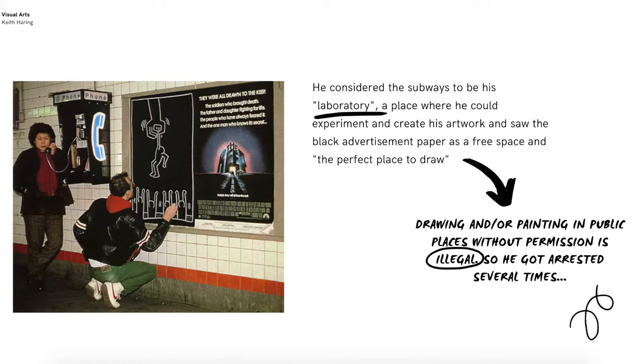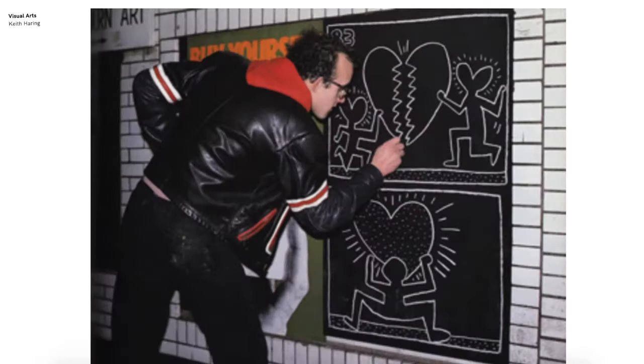Remember that graffiti, that is drawing and or painting in public places without permission, is illegal. Okay, it's something that you cannot do. So, of course, Keith Haring got arrested several times for doing this.